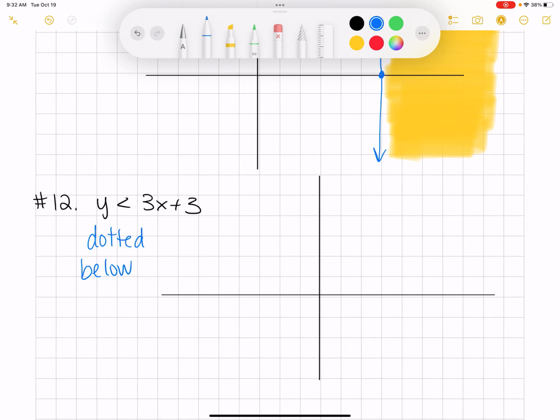All right, so graphing this, of course, near the graph the grid lines go away for y'all to be able to see. I've got my y-intercept at 3. I've got a slope of 3, so I can either go up 3 and over 1, or I can go down 3 and back 1. Okay, we're dotted. Don't forget that.